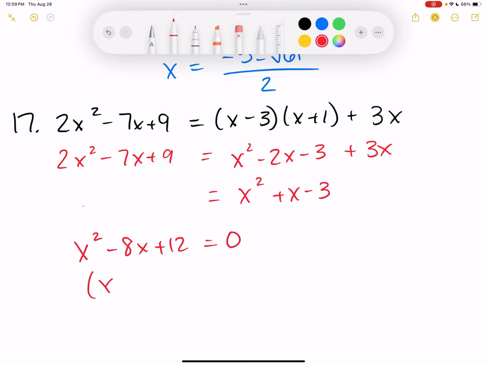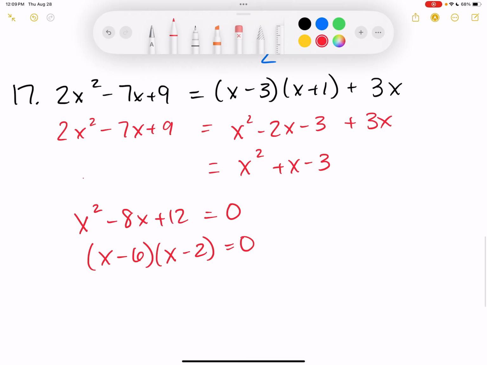So this would be x minus 6 and x minus 2. Because when I multiply two negatives, they get a positive. When I add them together, the two negatives keep it negative, equals 0. So then set them equal to 0. X minus 6 equals 0. X minus 2 equals 0. So x equals 6 or x equals 2.